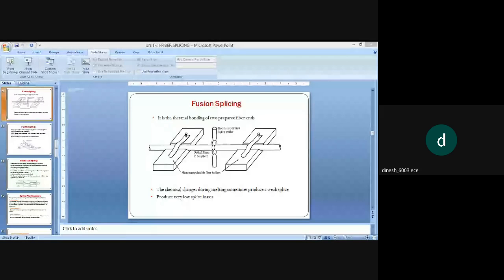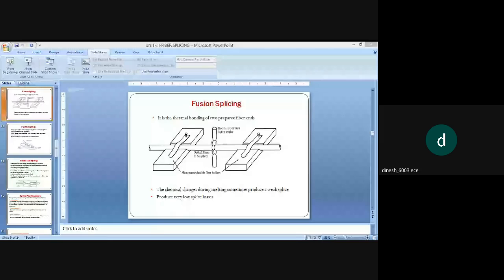The splicing takes place. So the prepared fiber ends are butted together in a groove. They are bonded with an adhesive. The V-shaped channel is either grooved with silicon, plastic, ceramic, or metal substrate. Here the splice loss depends upon the fiber eccentricity.